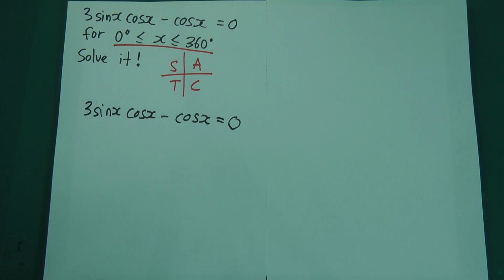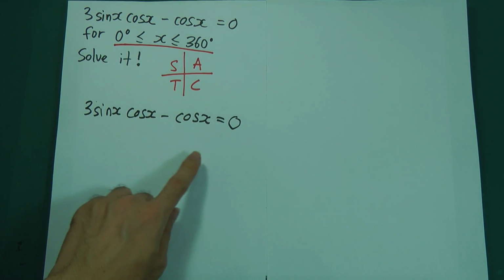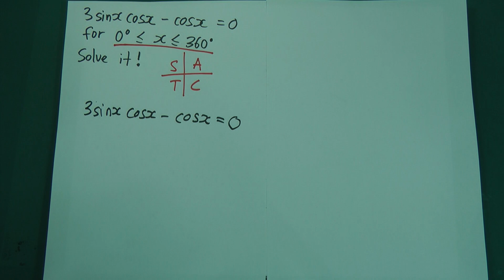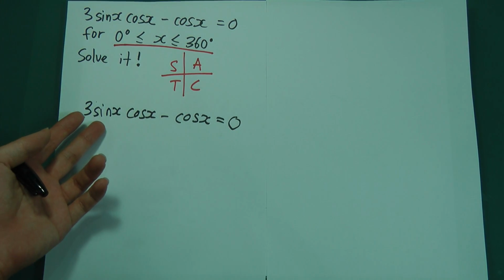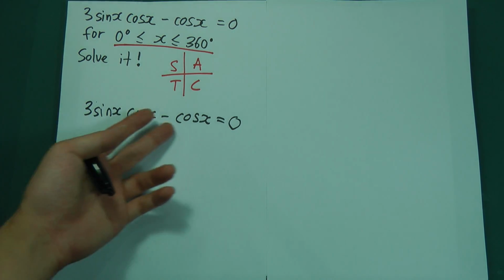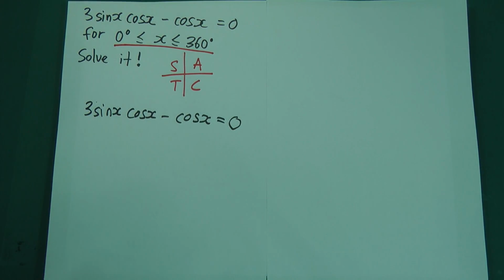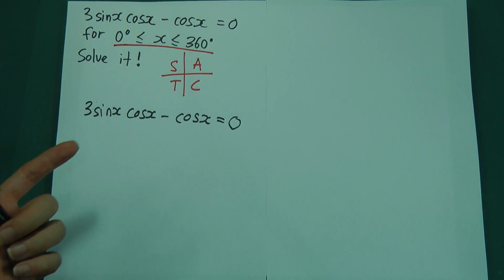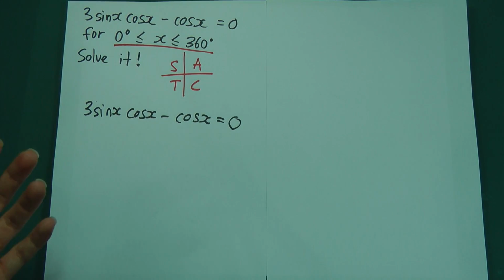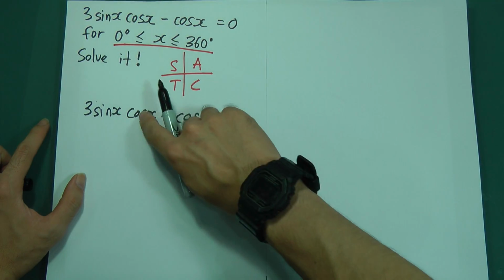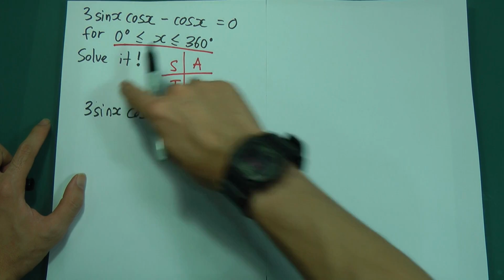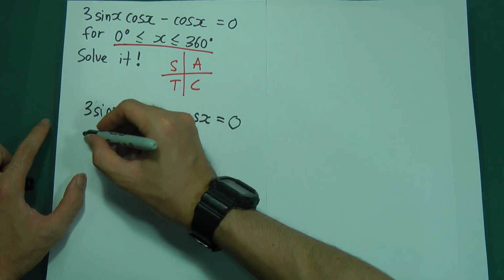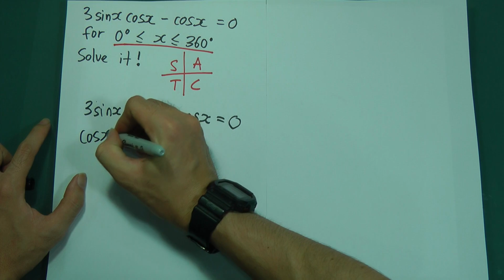When I see I have sin x and cos x, normally I have 2 methods I can try. One is to divide everything by cos x, or I factorize out cos x. But in trigonometry, it's better to factorize, because even if you get cos x equals 0, it means something. So now I factorize cos x, which means I take out cos x from here and from here.